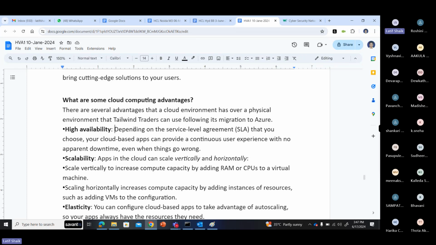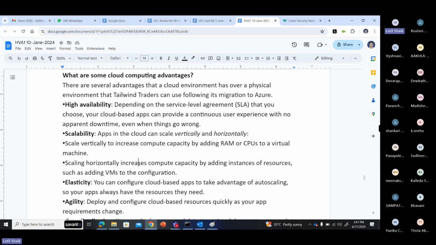Scalability. What is scalability? The ability to increase. Either I have a server and I can increase its RAM capacity, CPU capacity, storage capacity, or I can add more servers and auto scale between them. Okay. So it means load balancing between them to maintain the capacity. You can add more servers.